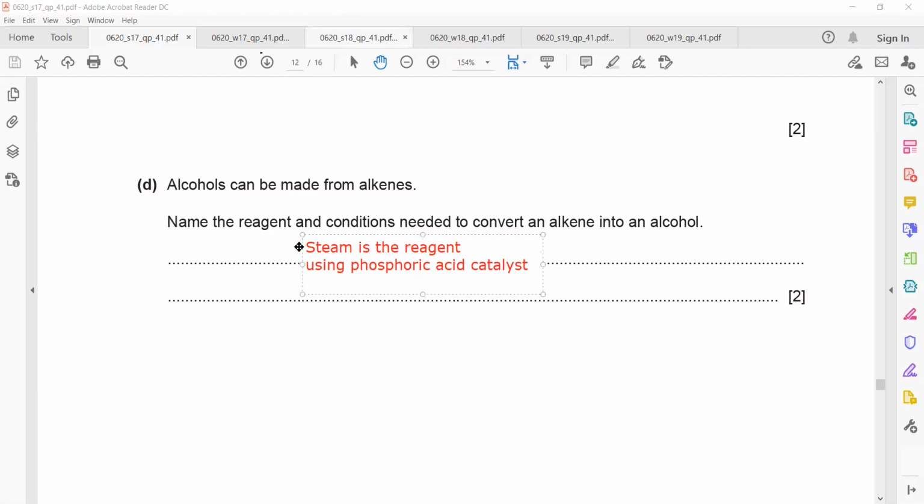And using a temperature, you can mention 300 to 350, so a high temperature and pressure. You can write the specific numbers as well, or in general, you can just write high temperature and pressure.